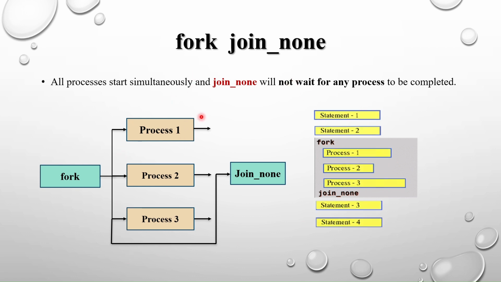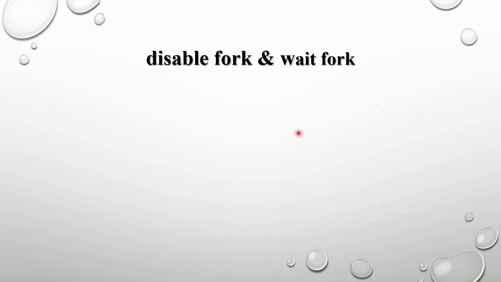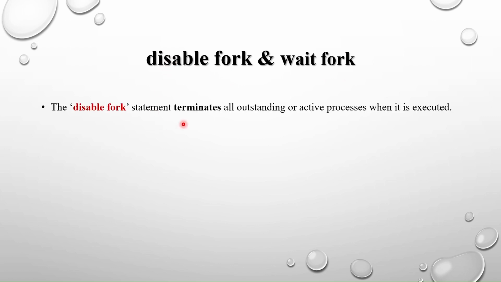Then how can we control the processes or these fork join blocks? For that, SystemVerilog provides two statements: disable fork and wait fork. Disable fork is one statement and wait fork is another statement. The disable fork statement terminates all the outstanding or active processes when it is executed. Active processes means the parallel execution of processes; it will terminate all the processes which are executing.